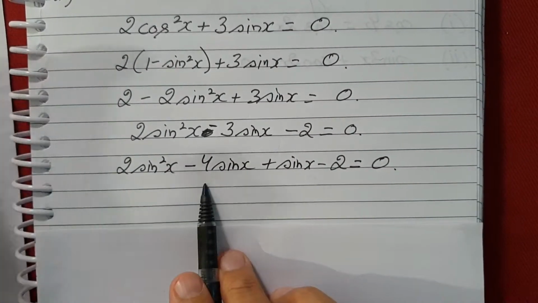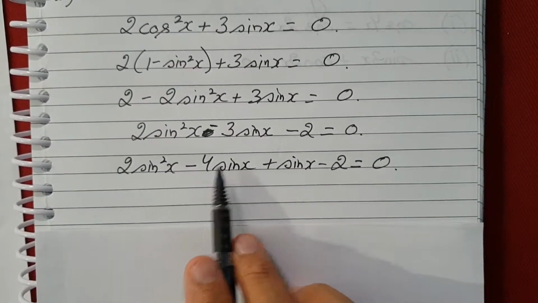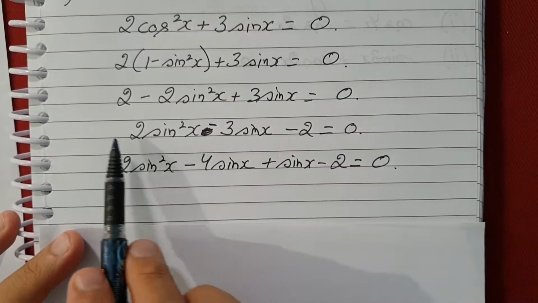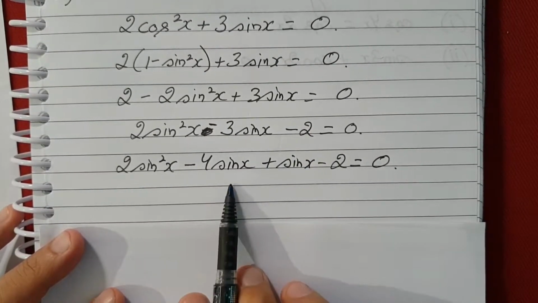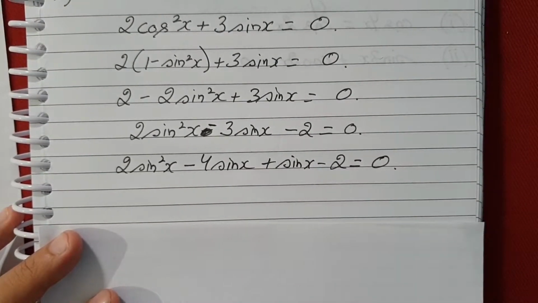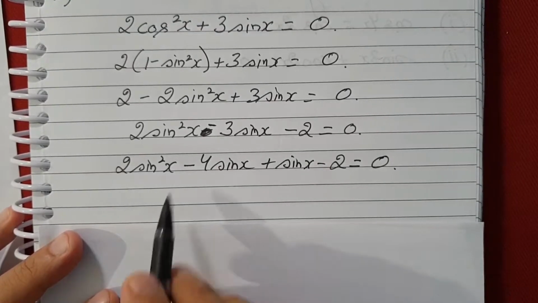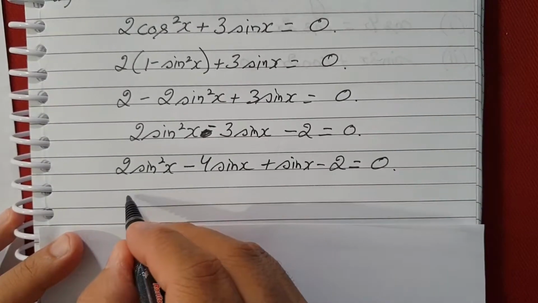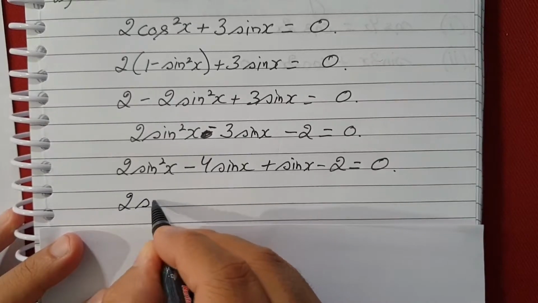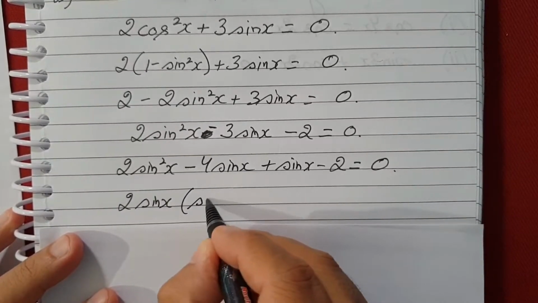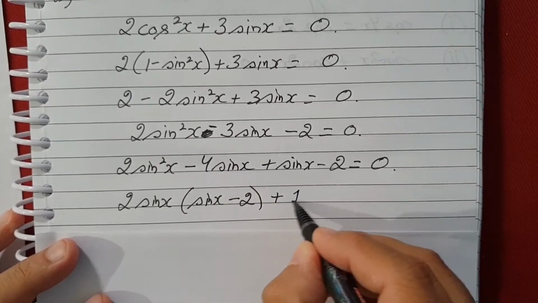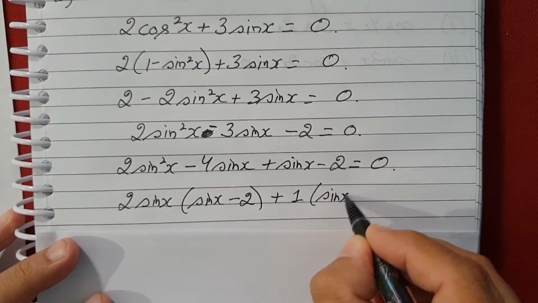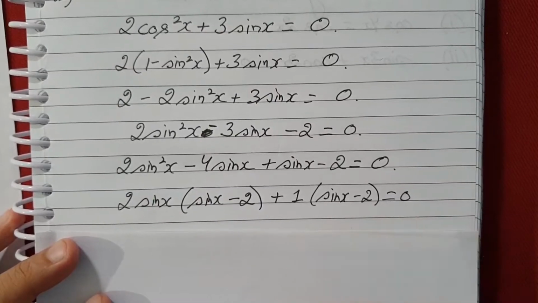So the plus 4 minus 1. Okay. So because, see, this is actually a quadratic equation in sin x. So, mid-term splitting: 2 sin square x minus 4 sin x plus sin x minus 2 equal to 0. Now taking out common term from here, we can take 2 sin x common. So 2 sin x common, this will be sin x minus 2, plus we can take 1 common, this will be sin x minus 2 equals 0.